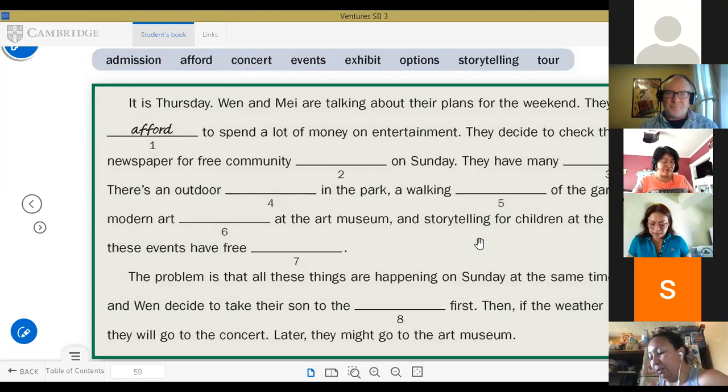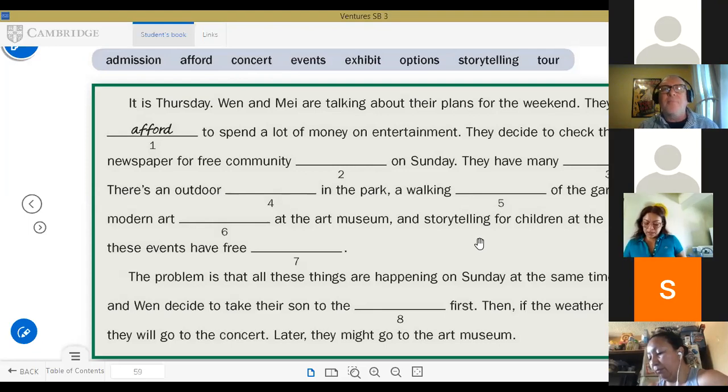Exhibit. Right. And all of those words are very similar in Spanish, right? Concert is concert, right? Exhibit, exhibit, right? Very similar. Right? Option, event. Not very similar words in Spanish for all of these.